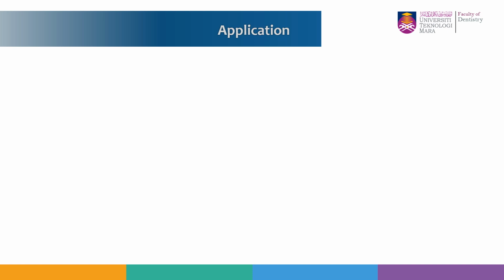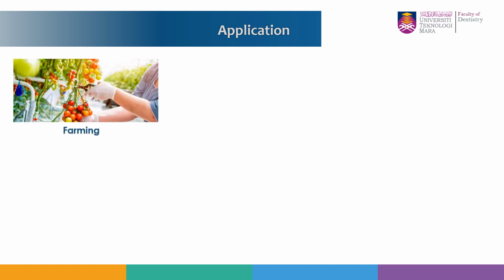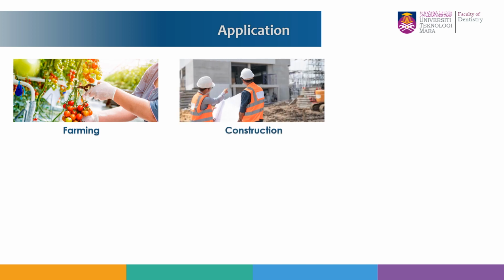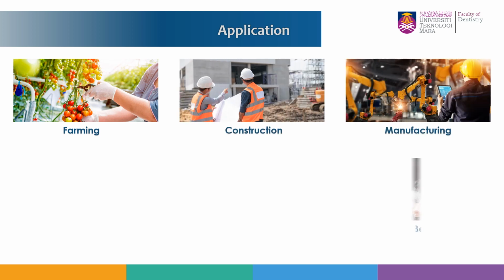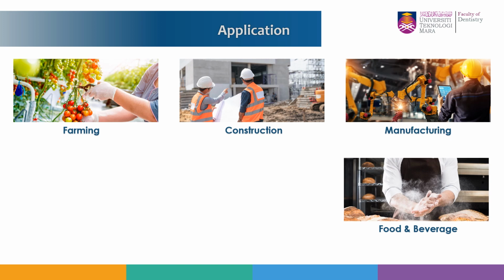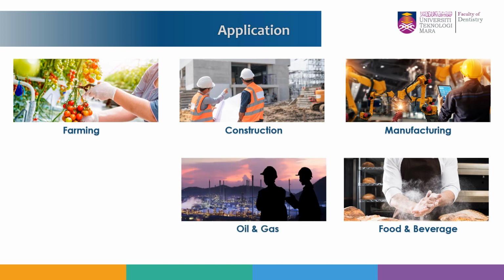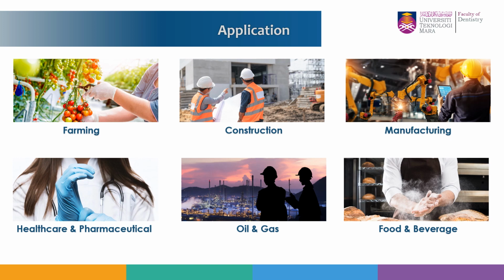All right, so where is this PPE being used? So let's see the industries that use this PPE: farming, construction, definitely, manufacturing, food and beverage, oil and gas, and definitely healthcare and pharmaceutical. So these 6 main industries or sectors use PPE at work.